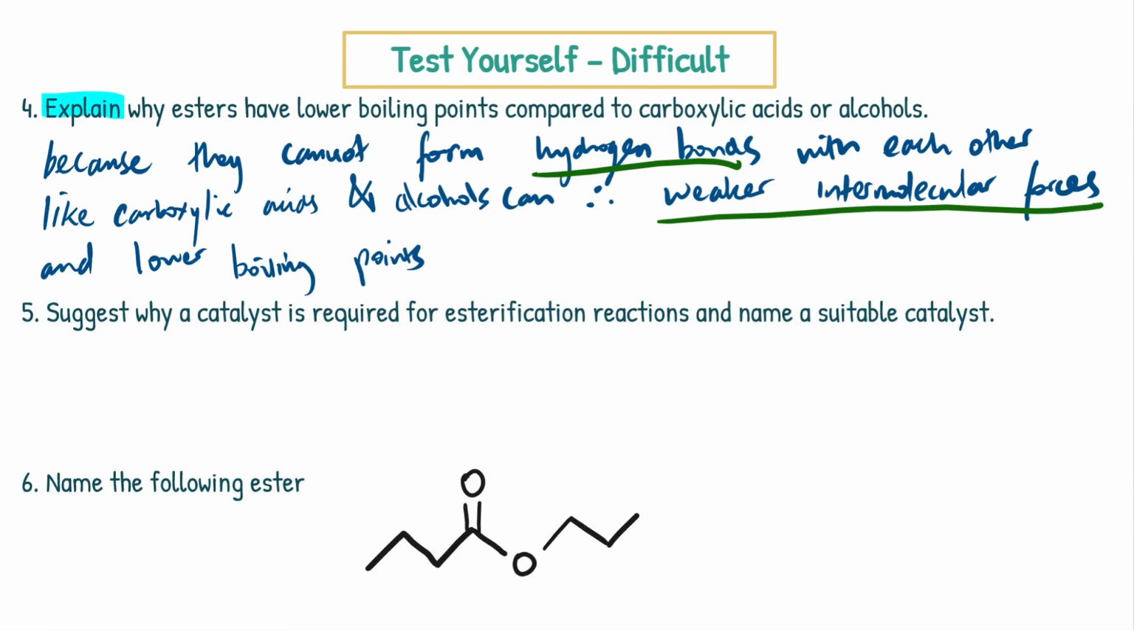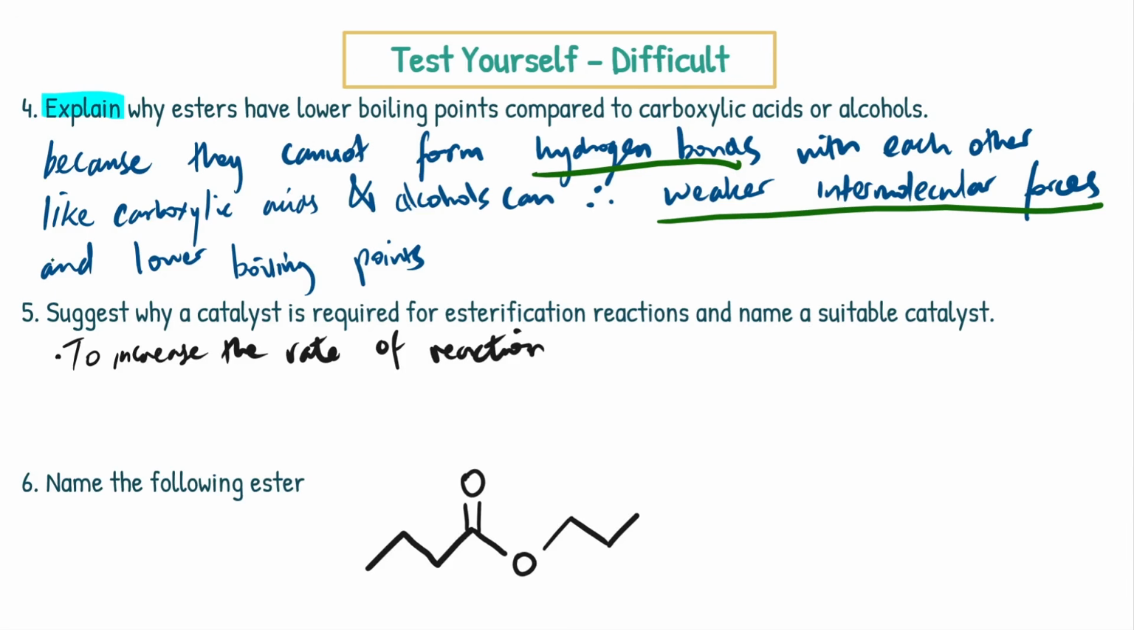Okay, question 5. Suggest why a catalyst is required for esterification reactions, and we need to name a suitable catalyst. So do you remember why a catalyst is required? It's because the reaction is very slow, okay? We need that catalyst to increase the rate of reaction. So that would be my answer here, to increase the rate of reaction. All right, that'd be my first mark here.